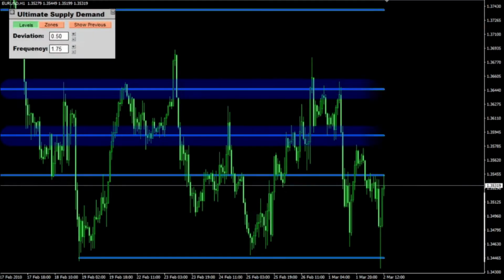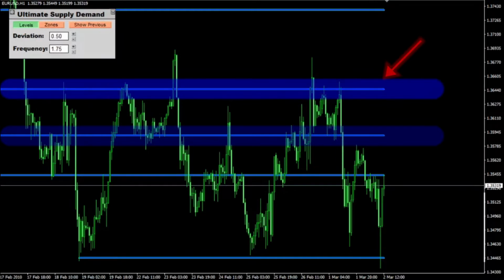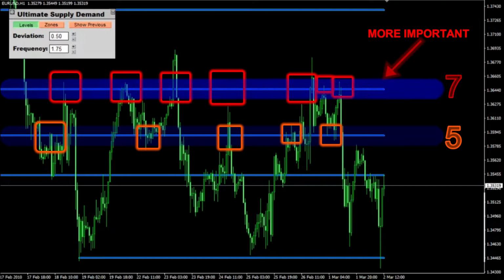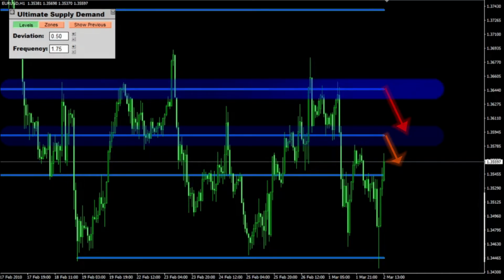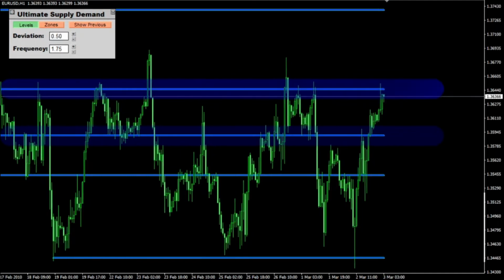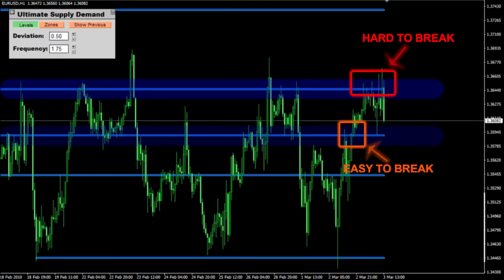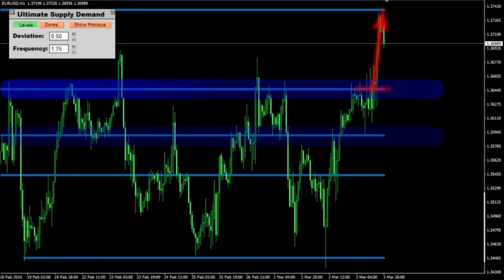For example, here we have 2 valid levels, and both can be used for trading, but this one has more peaks on it, so it means this level is more important. Market may react on every level, but those important ones will have stronger reactions. It will be harder to break, so you will see bigger reversals. And when they break, the followed movement will be more aggressive.